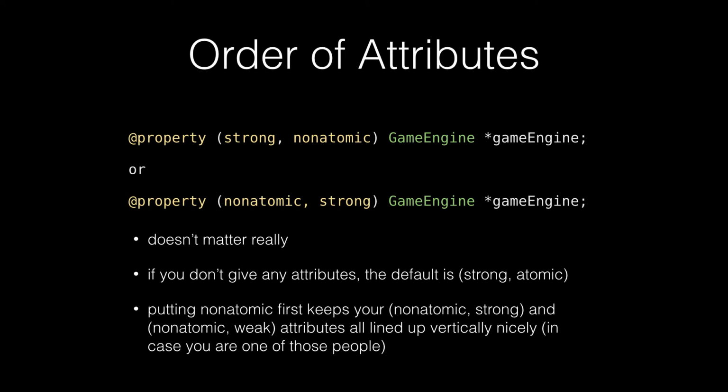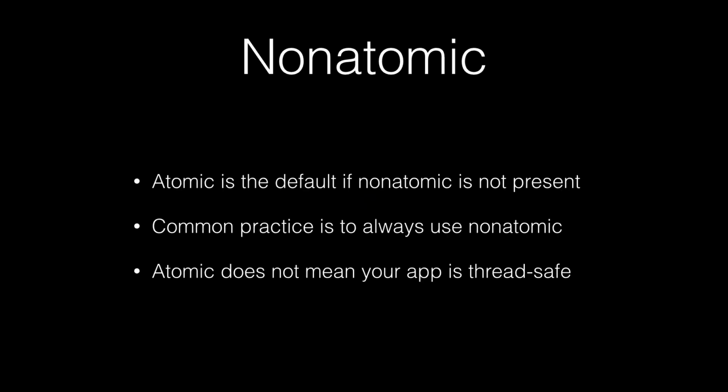Now on properties, the order of attributes doesn't really matter. It could be strong, nonatomic or nonatomic, strong. Some people like putting nonatomic first because it kind of lines up everything nicely in code. So I think it's best practice now to always include nonatomic, and there can be a performance improvement when you use nonatomic over the default, which is atomic.